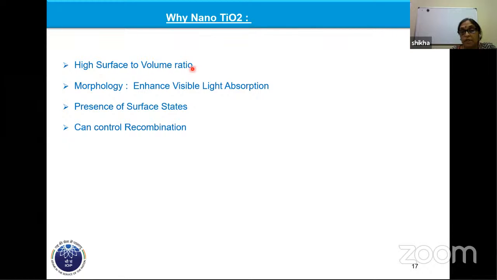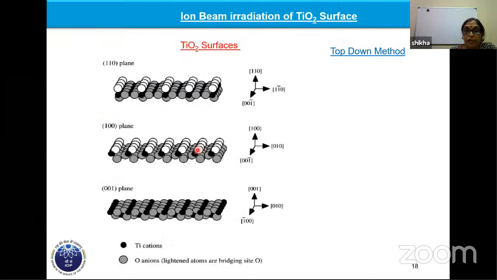Again, it has a high surface to volume ratio. Morphology can be changed, which can enhance the light absorption, visible light absorption. And then there is the presence of surface states, and one can also control recombination in nano TiO2. So these are the various planes of TiO2. They can be crystallographic planes.